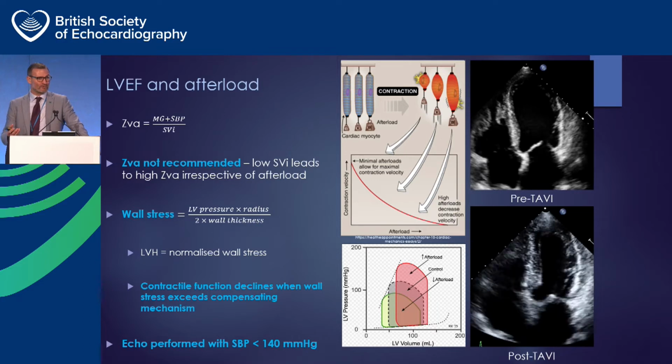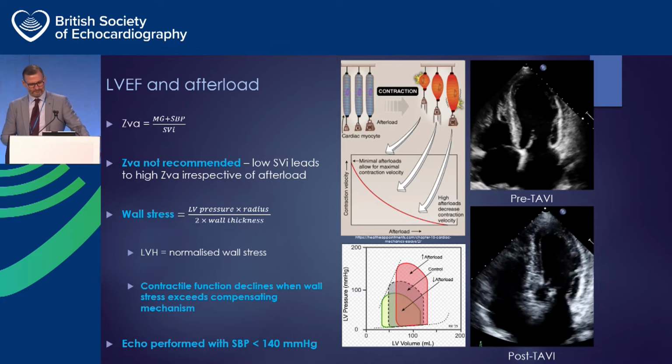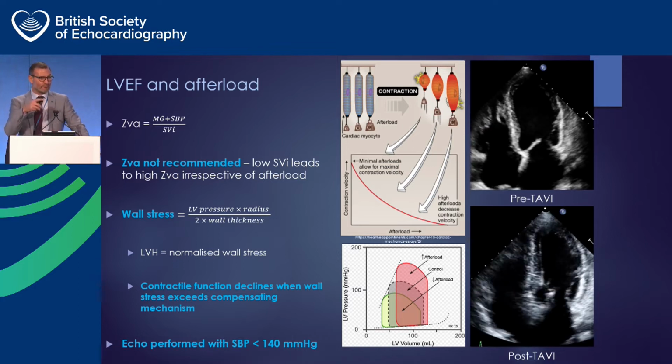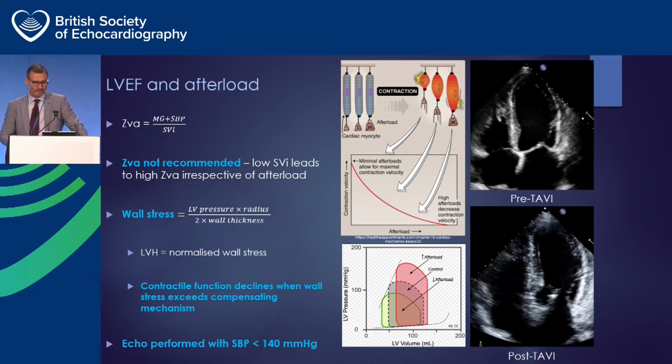There are lots of reasons why the stroke volume index might be reduced, so poor LV systolic function, LV diastolic dysfunction, other valve diseases. And if the stroke volume reduces for any other reason, then the ZVA will increase irrespective of the afterload faced by the left ventricle.